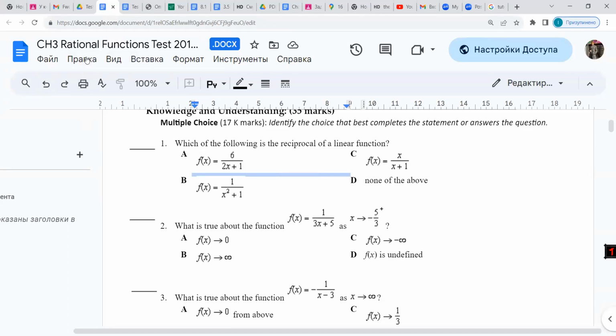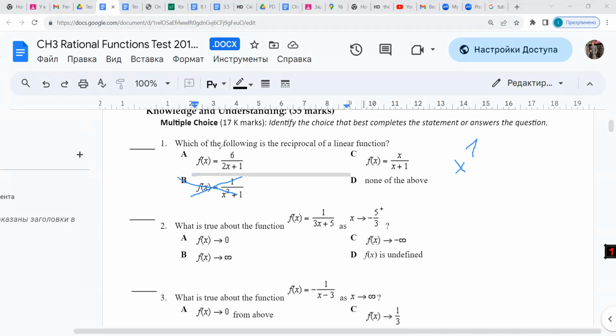So we remember the linear function is supposed to have the degree 1, right? x to the power 1. Using that, we can cross out B right away. It won't suit us because it's x squared.